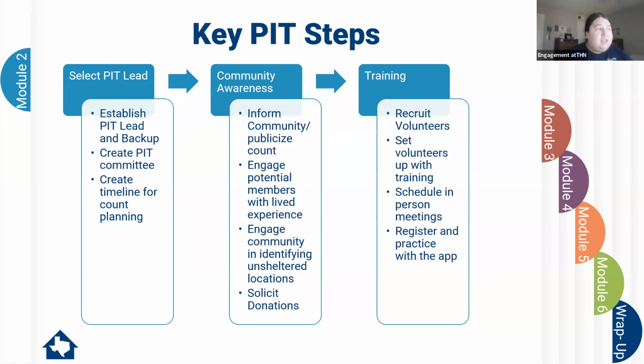And then we want to start engaging potential members with lived experience. People that are currently or formerly homeless are very valuable to your point in time count. They can help with basically everything from surveying to identifying places where people might be, seeing folks that are experiencing homelessness, unsheltered homelessness. And then we want to engage the community in identifying those unsheltered locations, which we call hotspot mapping. We're going to talk about that a little bit later too.